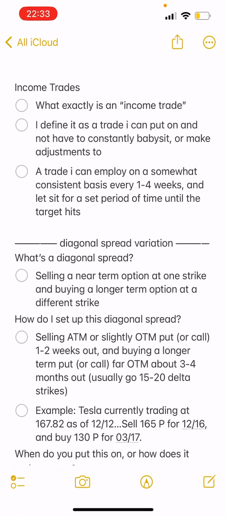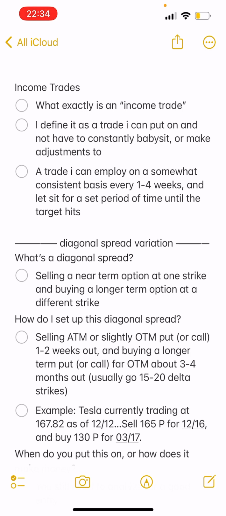So today I want to go over one of my many options trading strategies with you guys. And this one is one that I consider what's called an income trade, right? And I know other people have heard that term before or used that term, but to me, what an income trade is, basically, it's a trade I can put on and I don't have to constantly babysit it or make adjustments to it constantly.